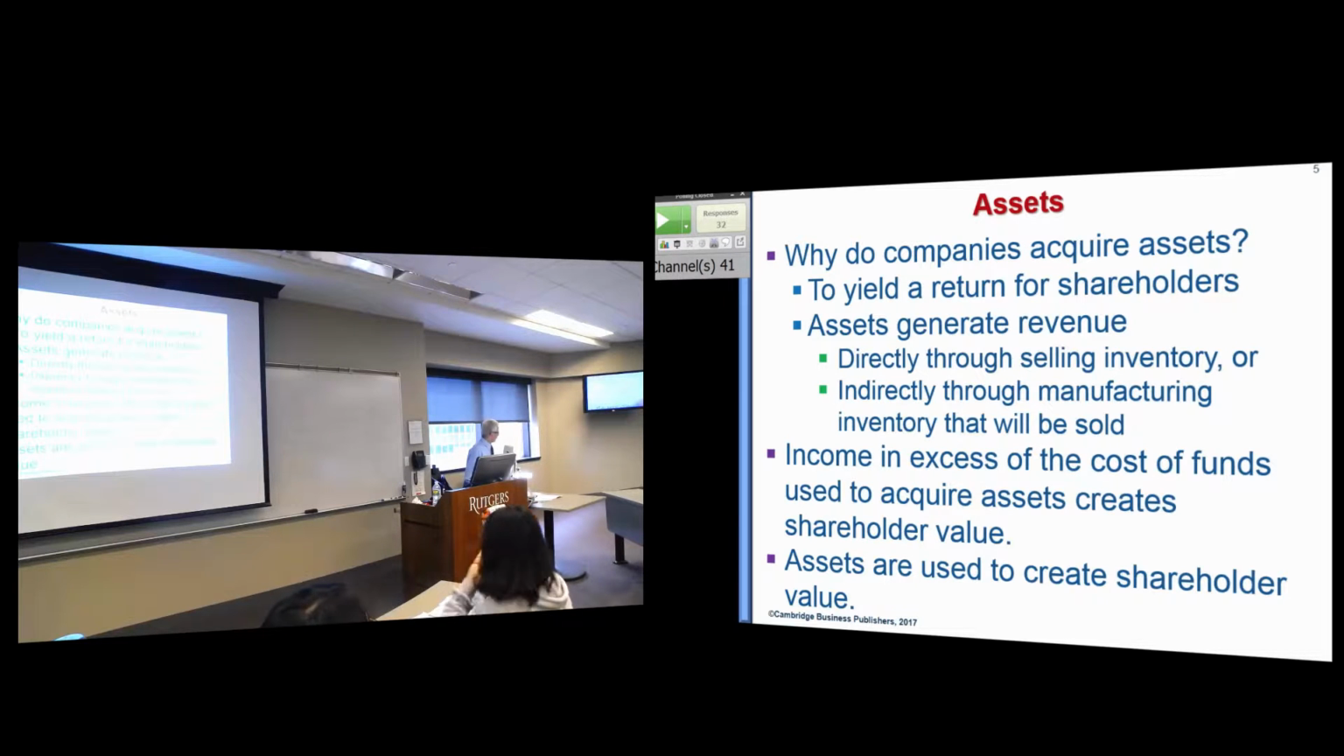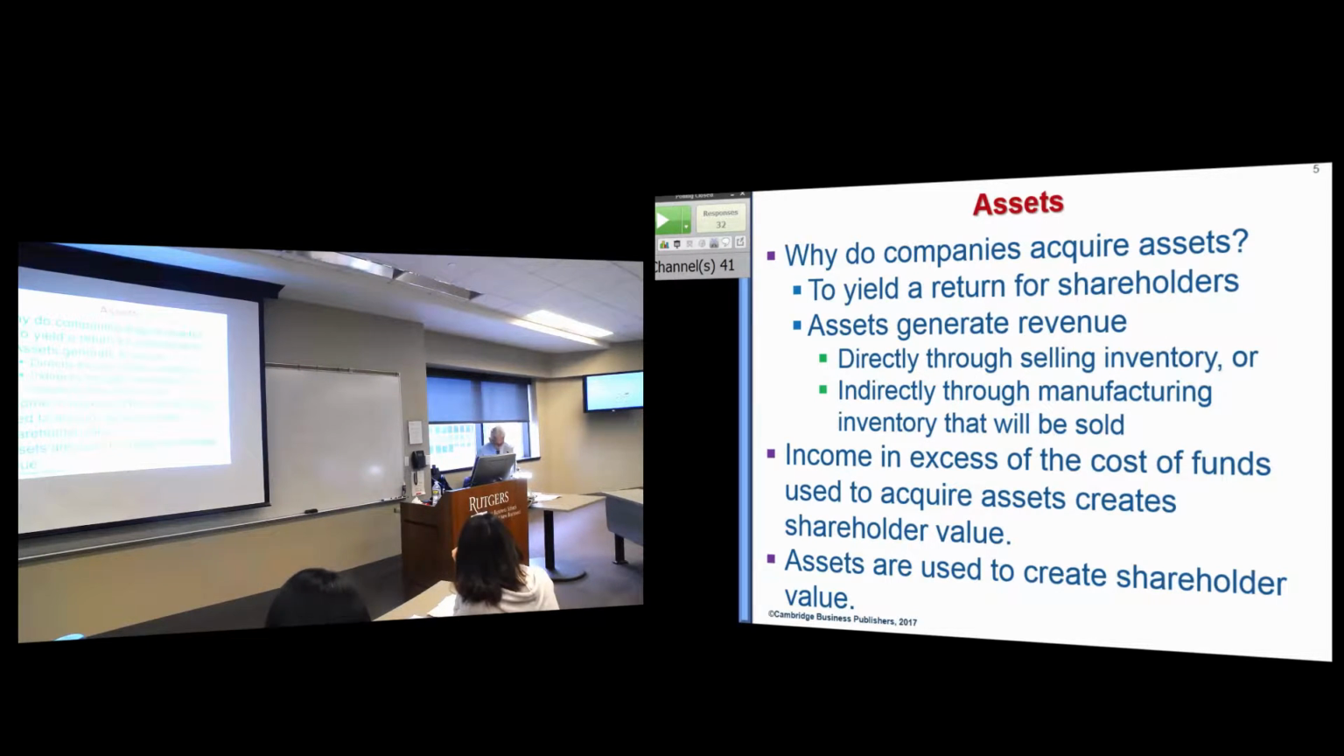So in this case, what we're saying is that there's going to be a cost of financing, a cost of funds here. And that cost is going to be either interest on debt, and there's a cost of equity capital as well, the required rate of return for shareholders.